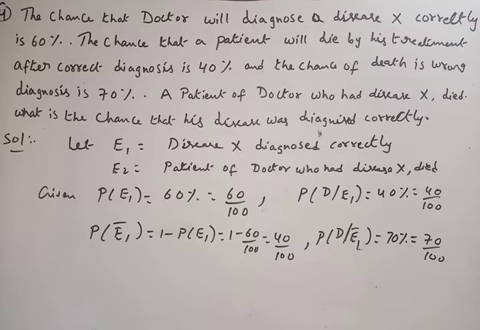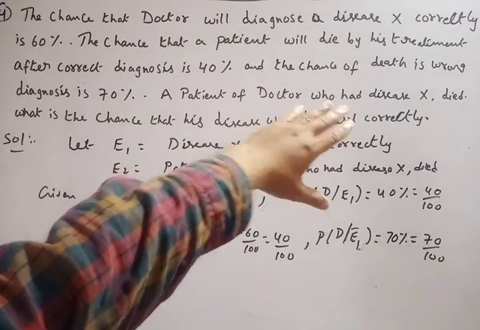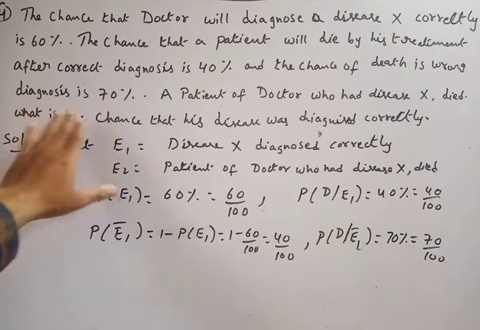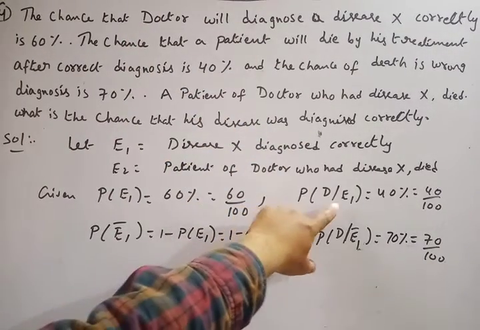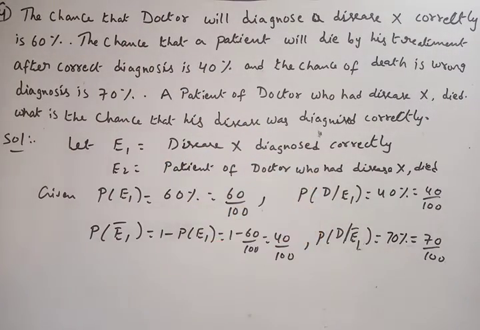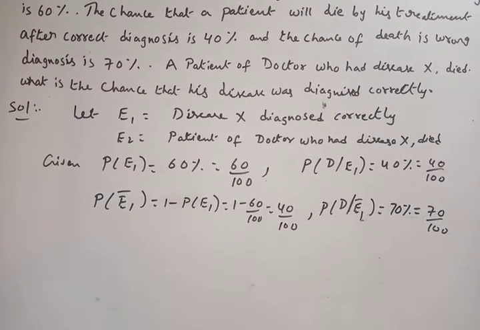Then what is he asking here? A patient of the doctor who had disease X died. What is the chance that his disease was diagnosed correctly? He is asking P of E1 by D. What is he asking here? He is asking P of E1 by D.